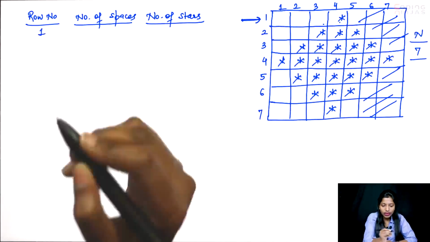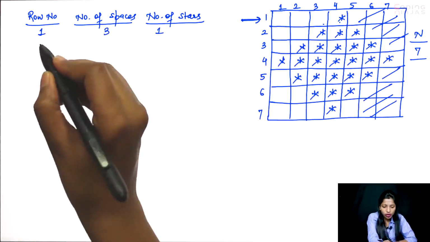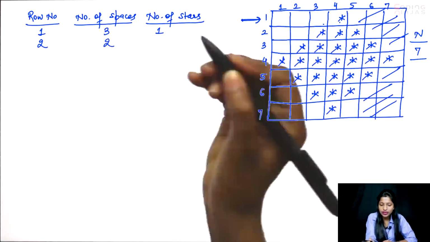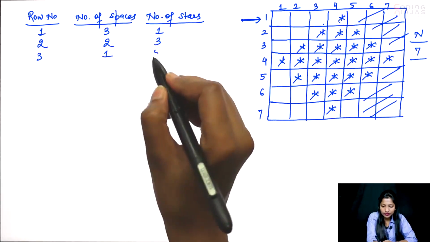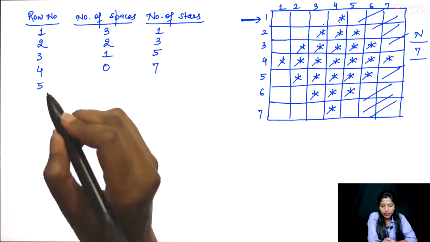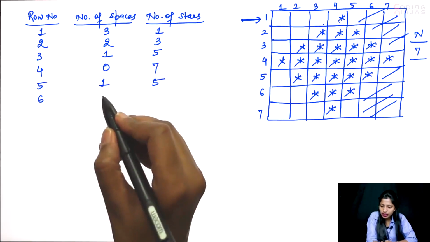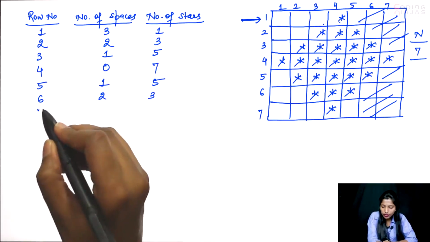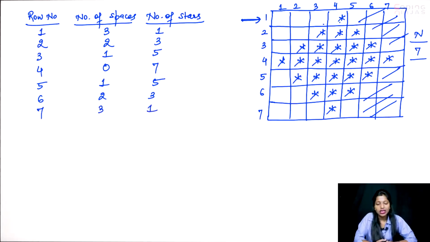That means for row 1 we need to print 3 spaces first and then 1 star. For row 2 we should print 2 spaces and then 3 stars. Row 3 count should be 1 and 5. Row 4 it should be 0 and 7, I guess. For row 5 it should be 1 and 5. Row 6 it should be 2 and 3, and for row 7 it should be 3 and 1, right? So these are the counts for spaces and stars in each row.